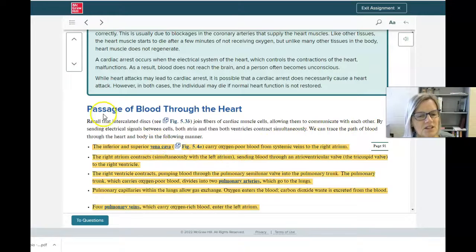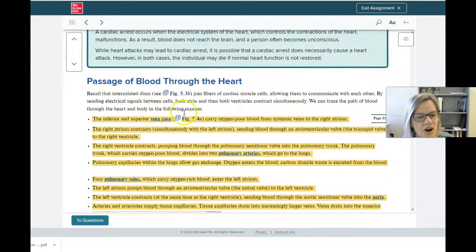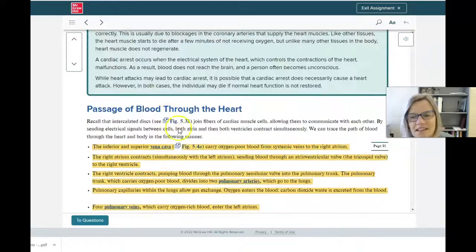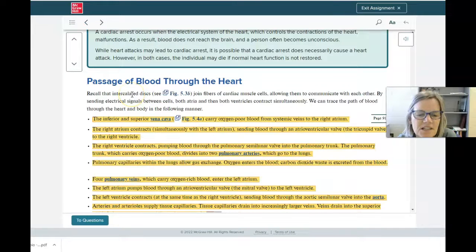Let's see. So here's talking about how the blood circulates through the heart. And this little narration is really the exact same thing. Sorry, all the noises. Lawn mowing right outside my window. This narration that you see right here is describing how the blood passes through the heart.